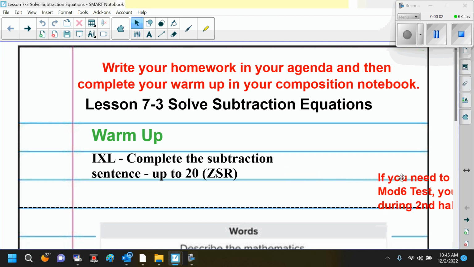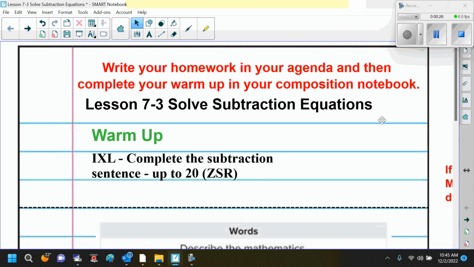So today's lesson is 7-3, which is solve subtraction equations. You found when you were working on your warm-up, when you were doing your IXL, in order to get the answer to a subtraction equation, what were you actually doing? We were adding. Very good. All right.